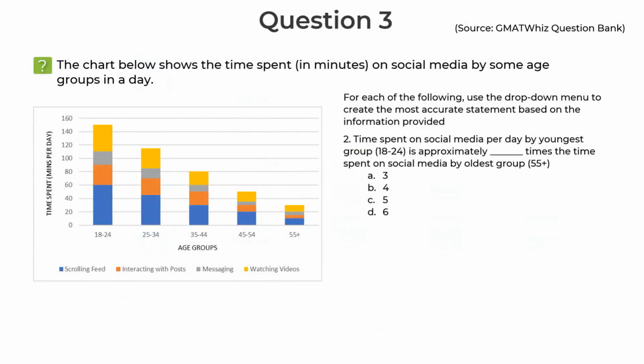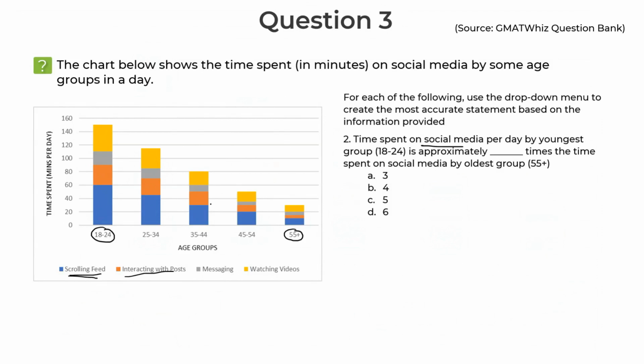The time spent on social media per day by the youngest group is approximately dash times the time spent on social media by the oldest group. So what I am doing is comparing the time spent on social media, that would be interacting with posts and scrolling through feed, of the smallest group, that is the youngest group, and the oldest group. Okay, so what will the answer be for that? Most of you have marked C, which will actually be the right answer as well.